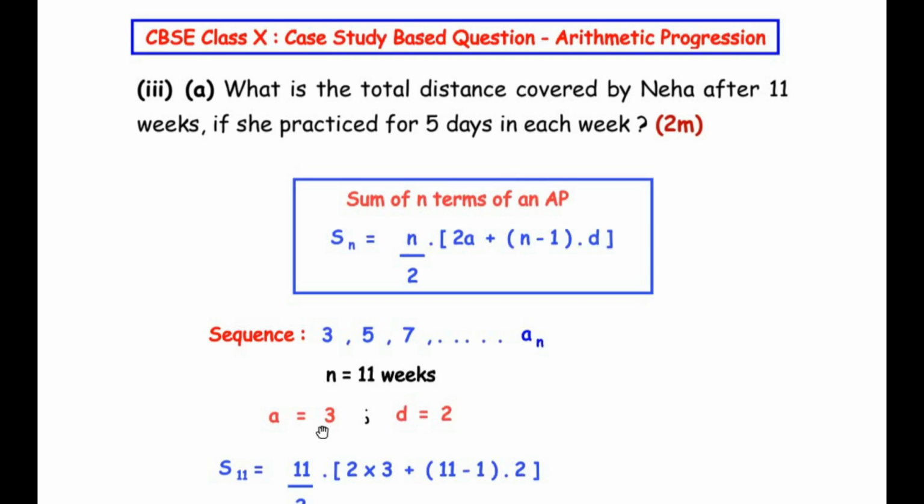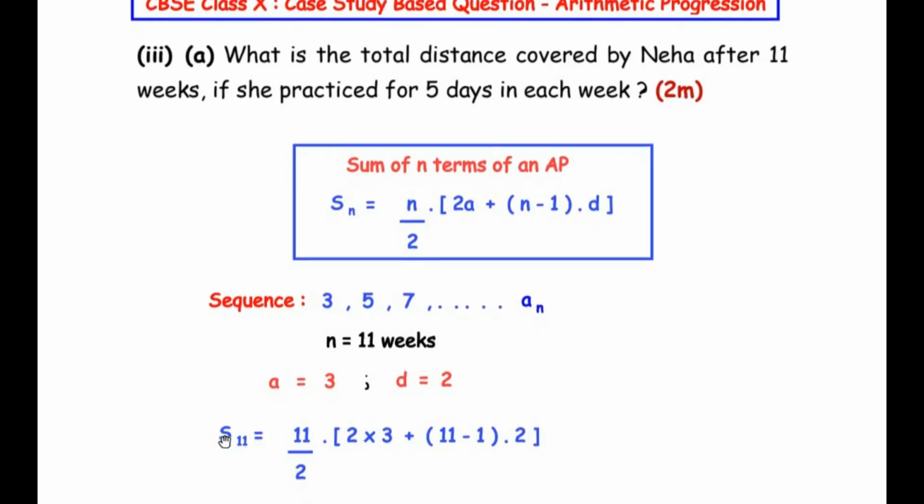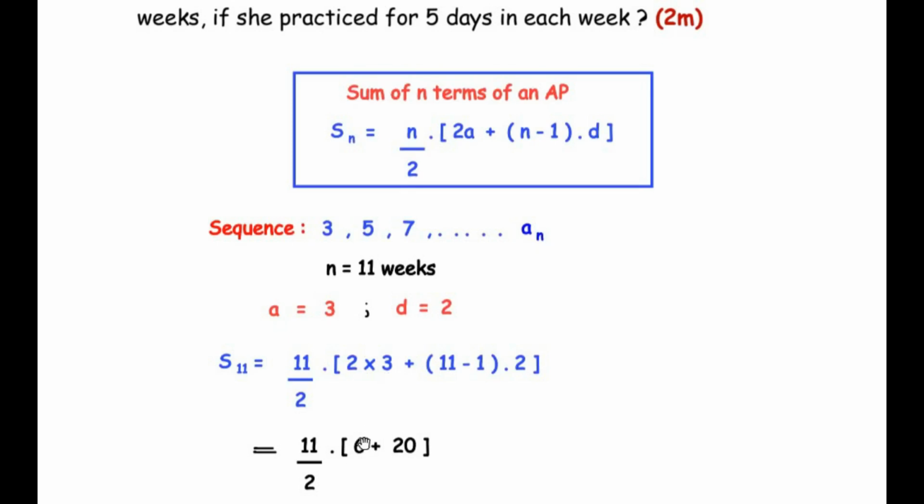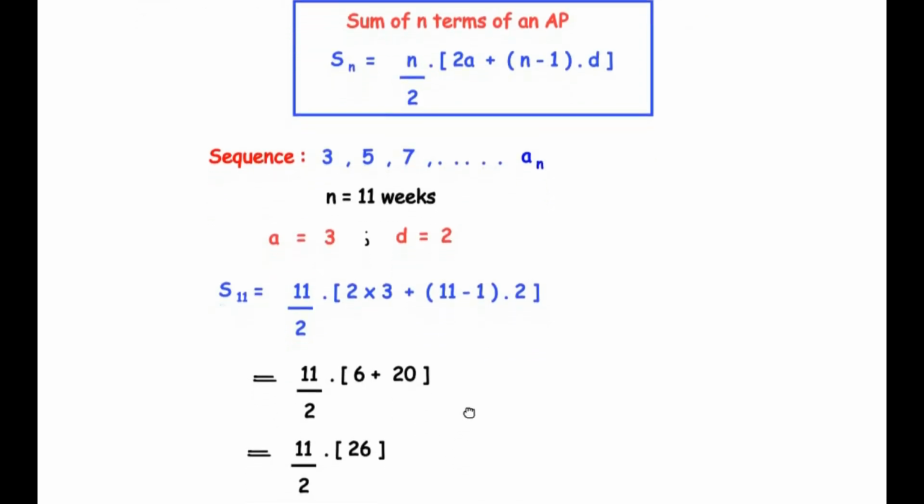Now plugging in the values of a, d and n in this formula, we get S11, that is n is equal to 11, is equal to 11 over 2 times 2 times a is 3 plus n minus 1, that is 11 minus 1 times d, d is 2. Now let us simplify this. We are going to get it as 11 over 2 times 2 times 3 is 6 plus 11 minus 1 gives us 10 and 10 times 2 is 20. So we get it as 6 plus 20. Now further simplifying this, we get 11 over 2 times 6 plus 20 is 26.